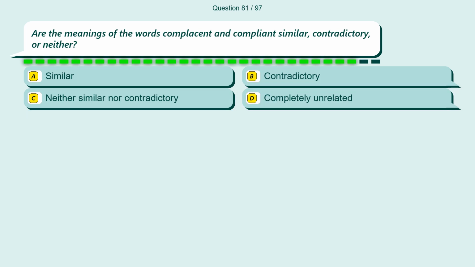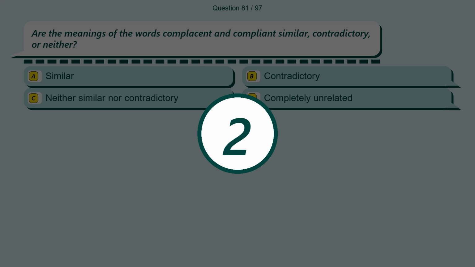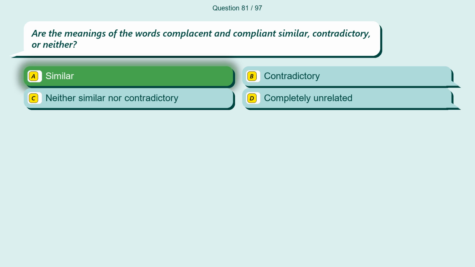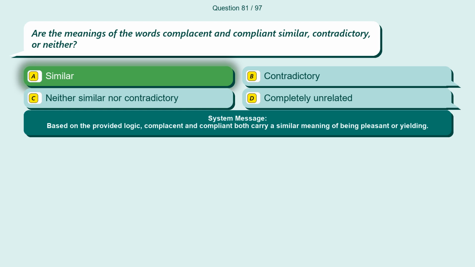Question 81. Are the meanings of the words complacent and compliant similar, contradictory, or neither? Option A, similar. Option B, contradictory. Option C, neither similar nor contradictory. Option D, completely unrelated. The correct answer is option A, similar. Based on the provided logic, complacent and compliant both carry a similar meaning of being pleasant or yielding.